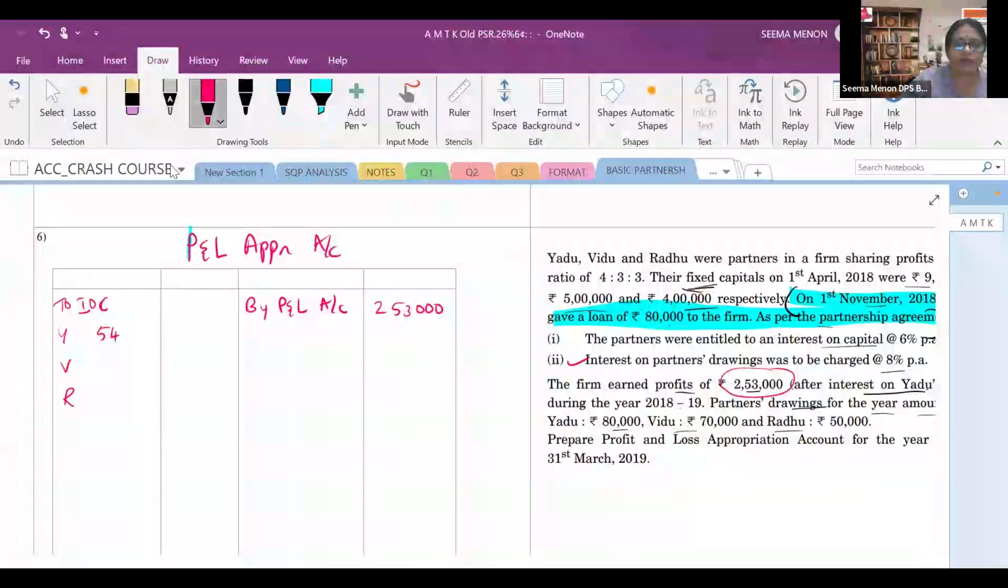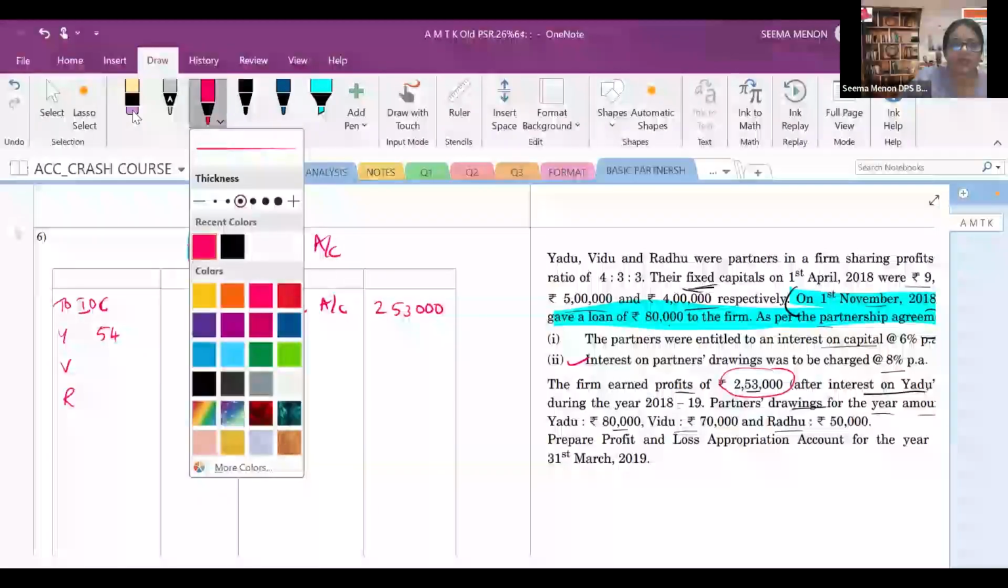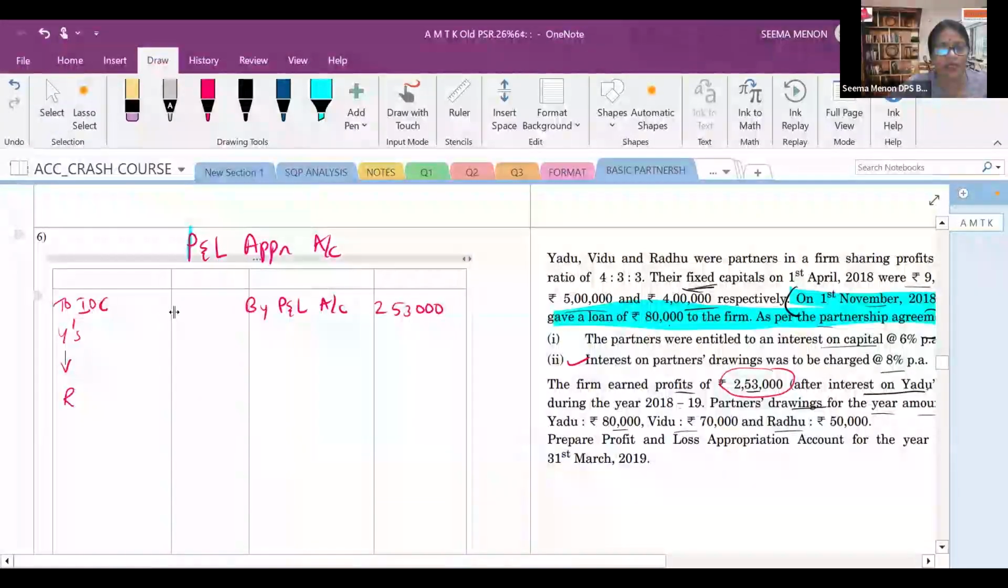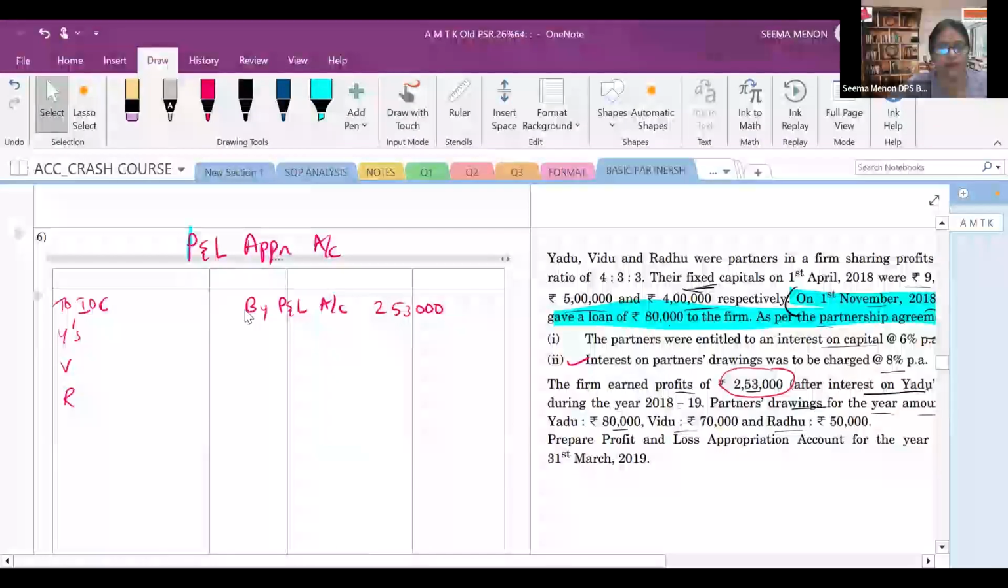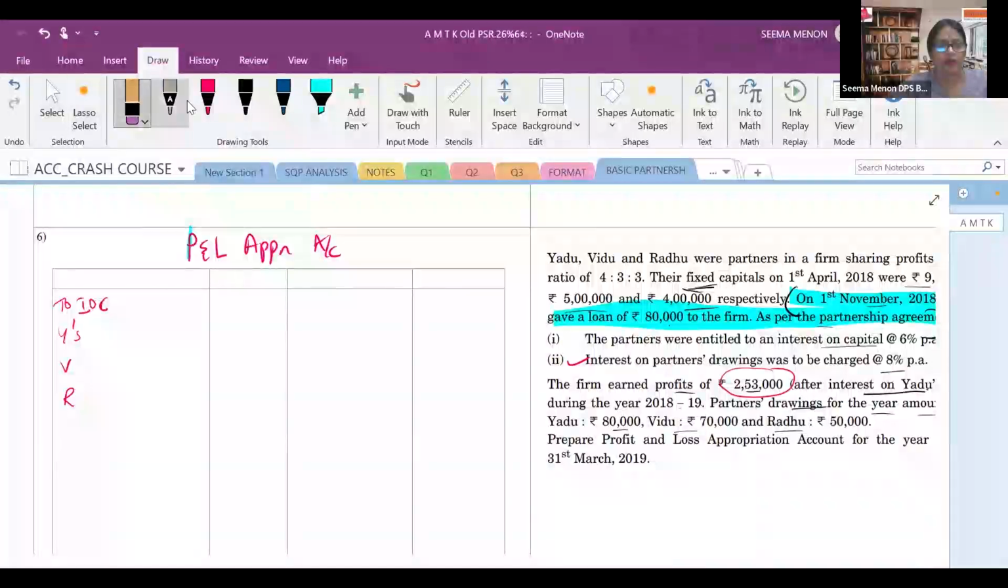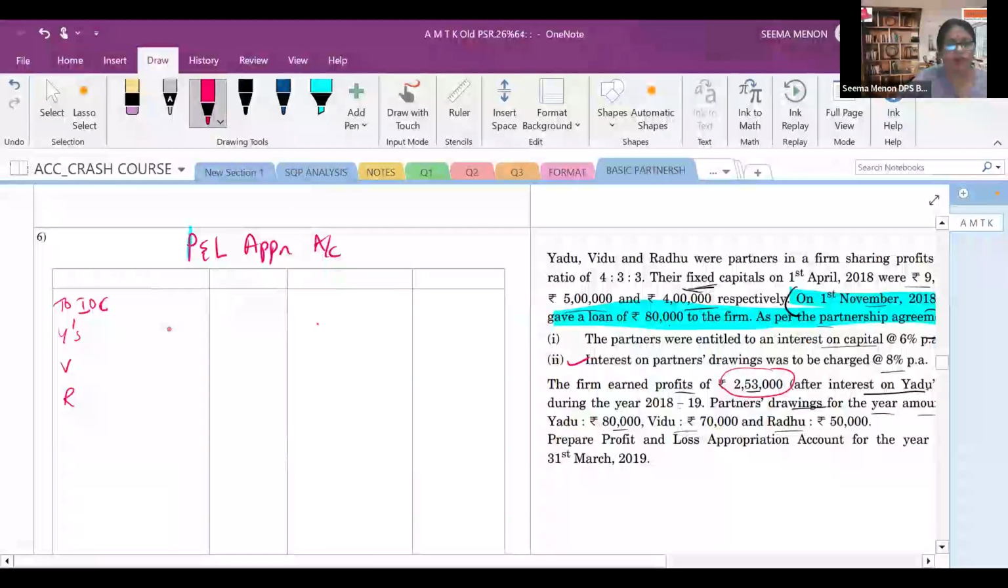But children, one thing you need to understand: never ever write only Y. Even though you are writing Y instead of Yadu, you will write Yadu's current account. That is compulsory, because they are following the fixed capital method. So Yadu's current account 54,000.